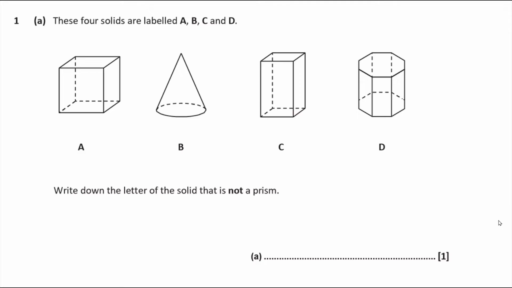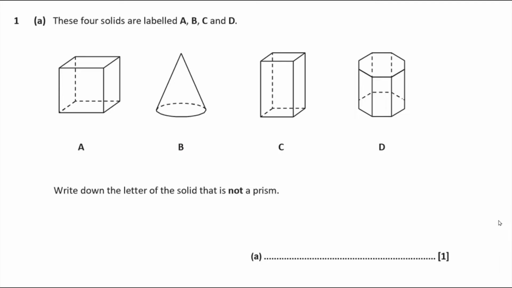Question 1, Part A. These four solids are labelled A, B, C and D. We've got a cube, we've got a cone, we've got a cuboid and a prism there with a hexagonal front. Write down the letter of the solid that is not a prism.